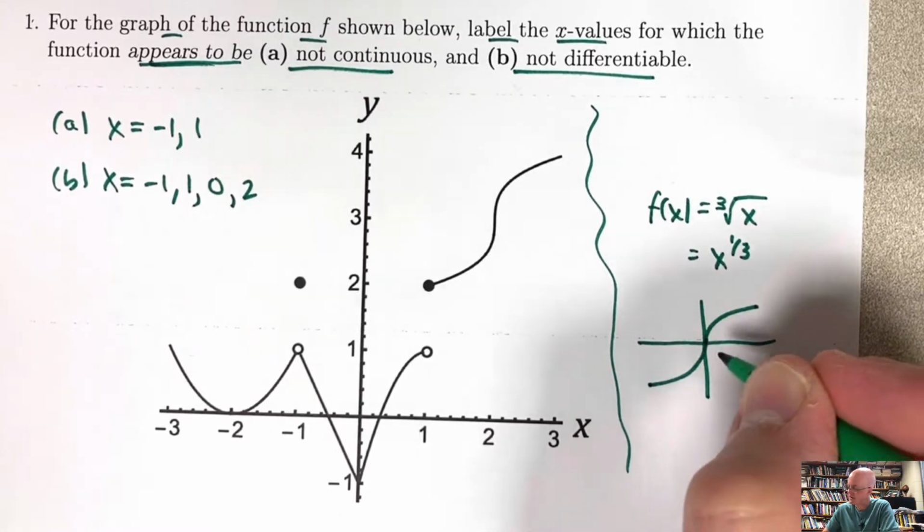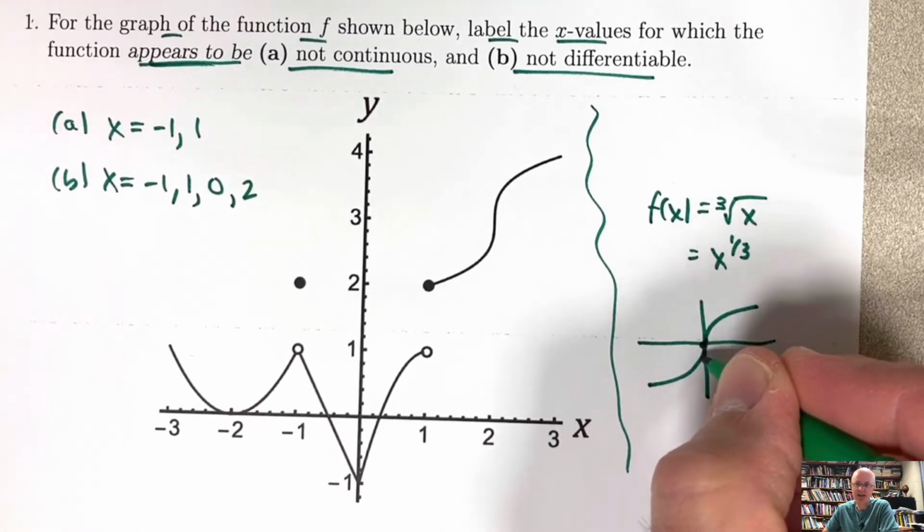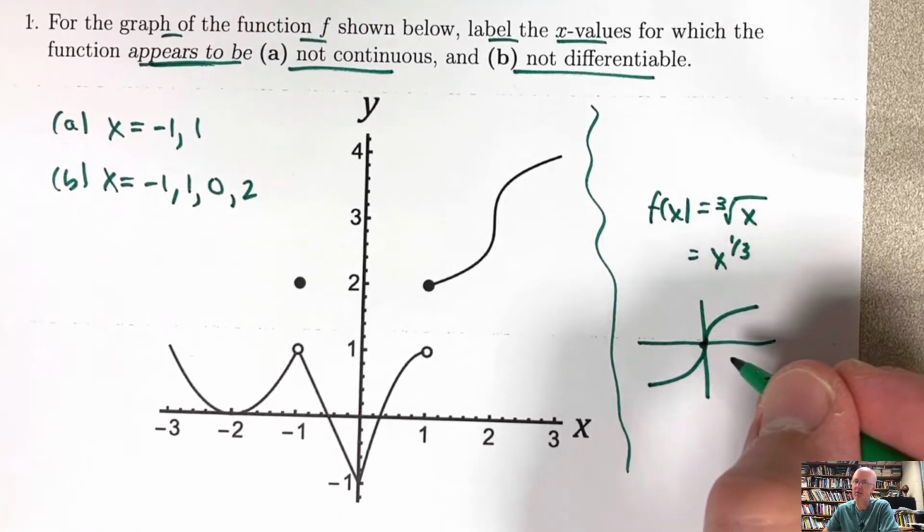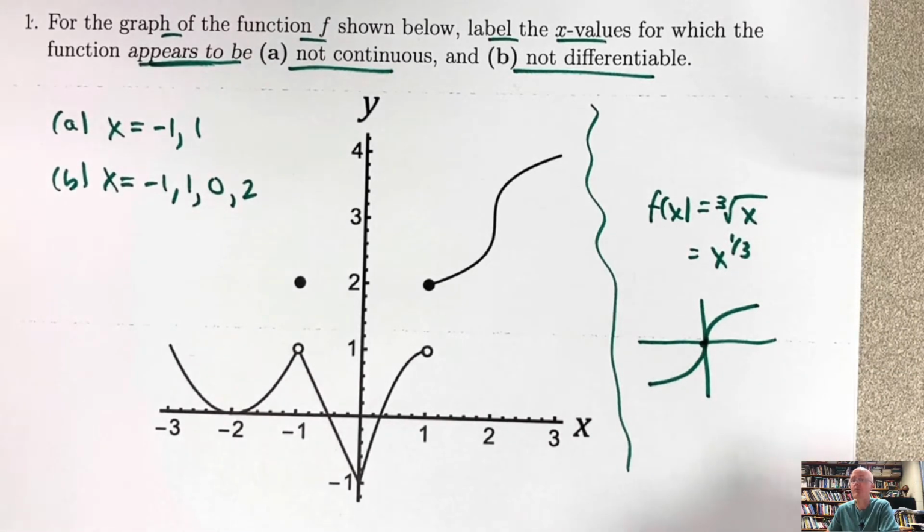It is an odd function. It's got a vertical tangent at 0, and it fails to be differentiable at 0. I do have a video, by the way, I'll put a link to it here in the upper right corner, where I prove, using a limit calculation, that it's not differentiable at 0.